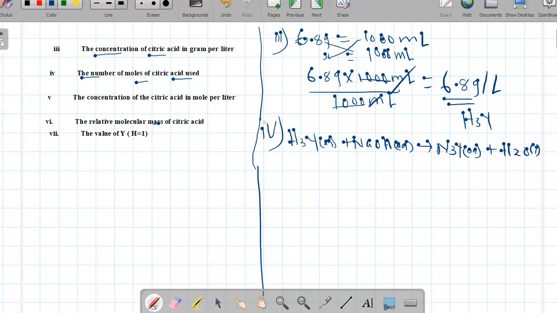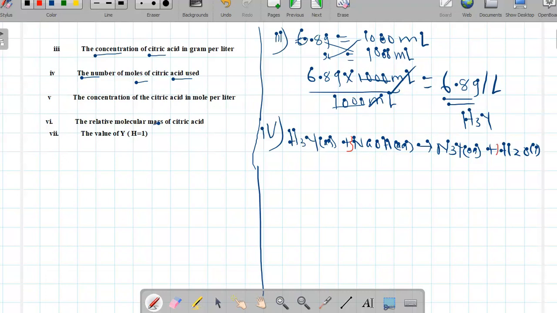So let's balance here without wasting any time. Sodium here 3, so let us make it 3 sodium. Balance sodium. Y here 1, Y here 1. Hydrogen 3 plus 1, 4 hydrogen.